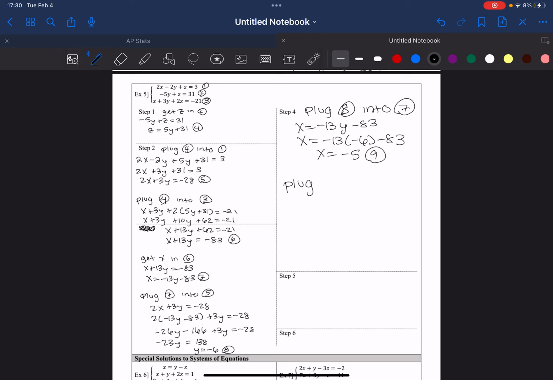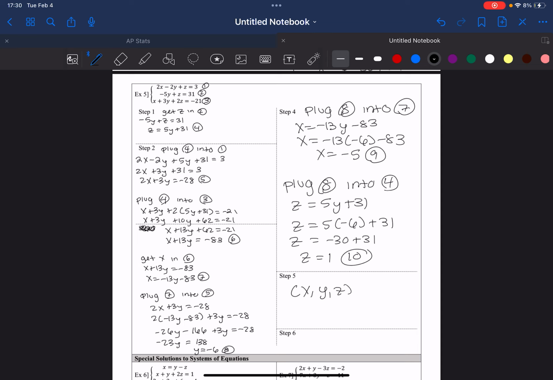Now I'm going to plug, let's see, I just need to find z. And z only has a y in it. So I'm going to plug 8 into 4. So that's z is equal to 5y plus 31. So z is equal to 5 times negative 6 plus 31. Z is equal to negative 30 plus 31. So z is equal to 1. That's equation 10. Now that I found all of them, I can say that my answer x, y, z is equal to negative 5, negative 6, 1.